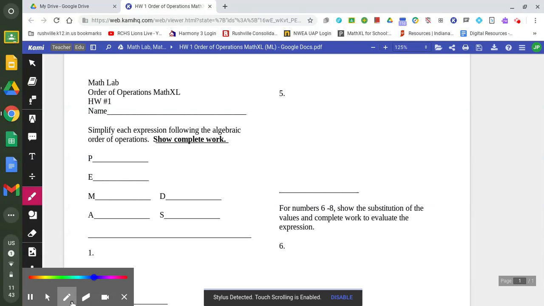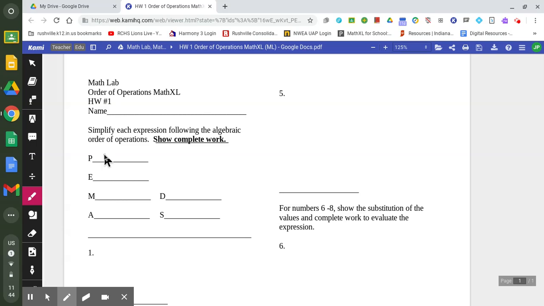So today we will be looking at homework 1, Order of Operations. In these blanks, remember the order that we do things is we have the parentheses first, anything that's in parentheses. Then we have exponents.